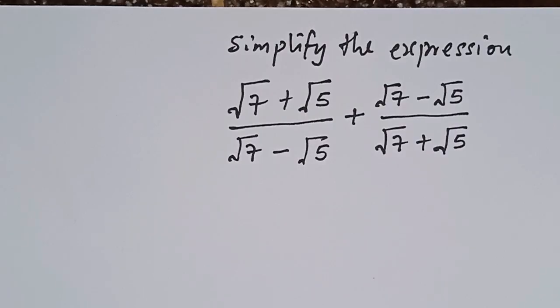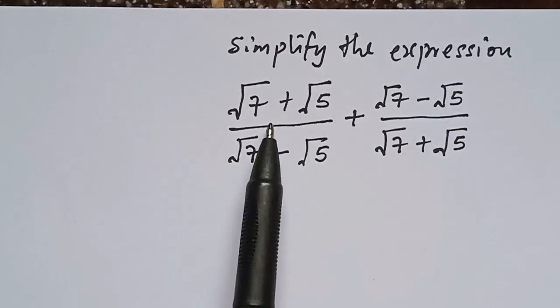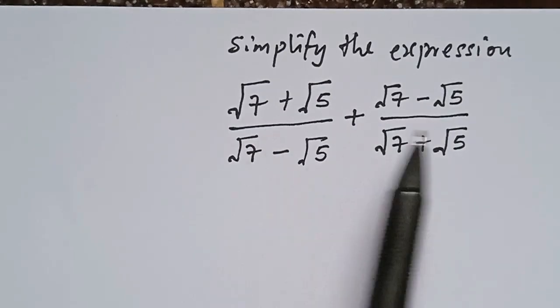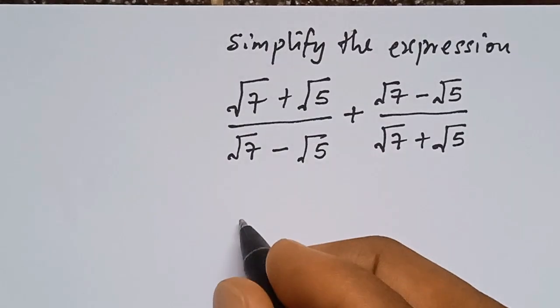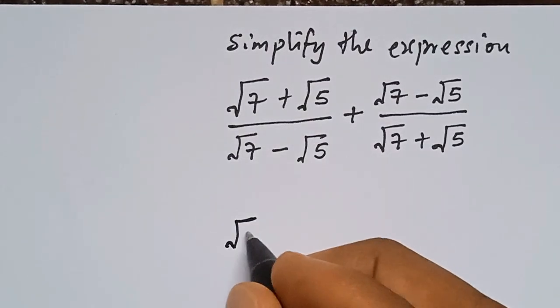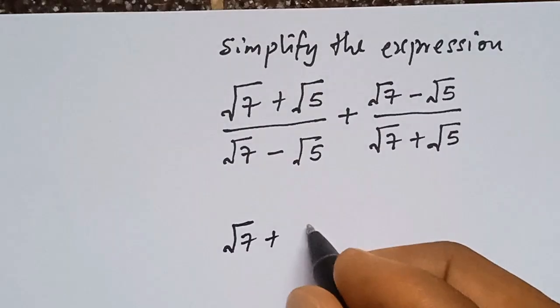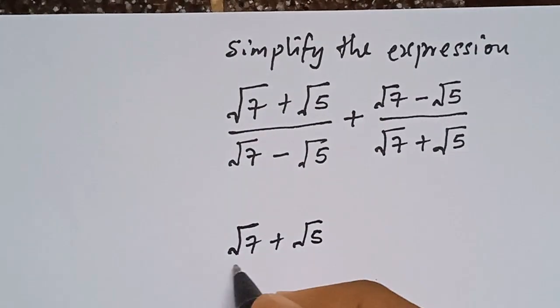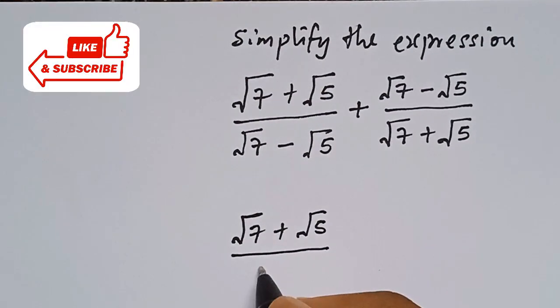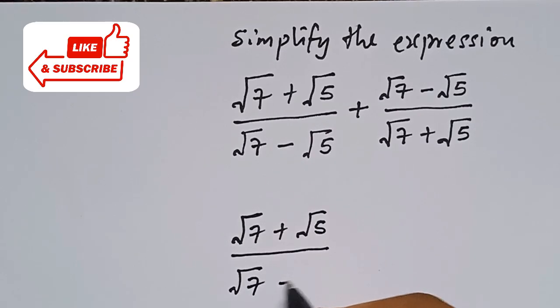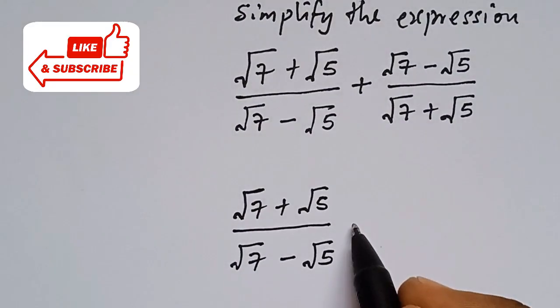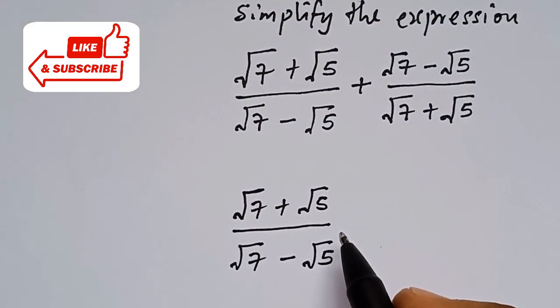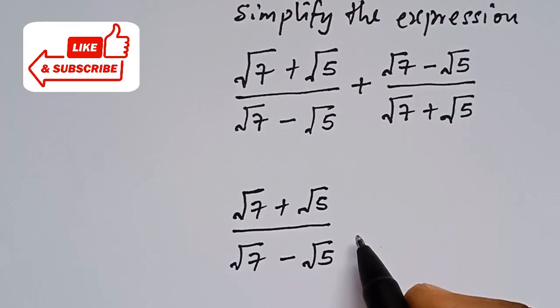To do that, we take the two expressions one after the other. So we have the first one over here, square root 7 plus square root 5 over square root 7 minus square root 5. So we have to rationalize this by multiplying it by the conjugate of the denominator.